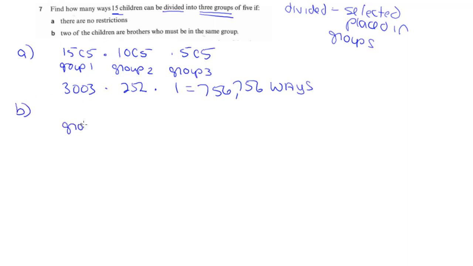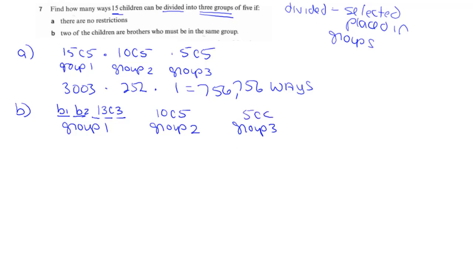Now for part B, it says 2 of the children are brothers and they must be in the same group. So let's go ahead and place them in group 1. Brother 1 and brother 2. Now I've got 13 people left over and I still need 3 for the first group. And then I go back to the same thing I did before. I've got 10 choose 5 for the second group, and I've got 5 choose 5 for the third group. And all I've got to do now is multiply these.